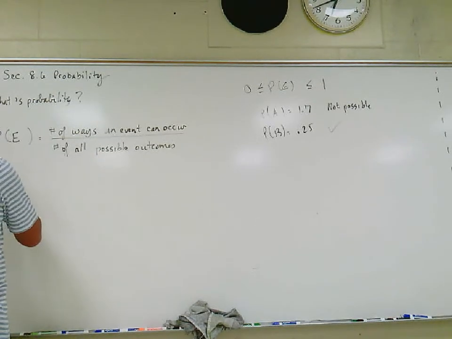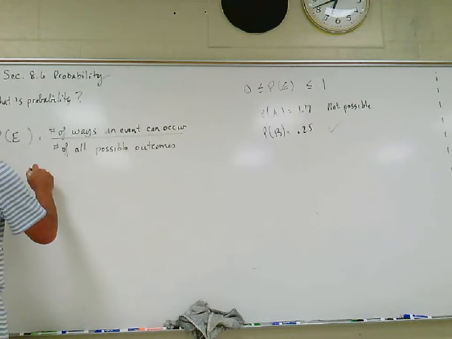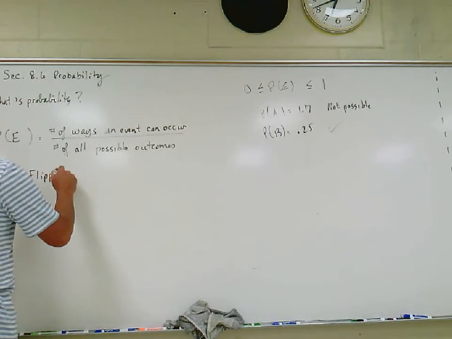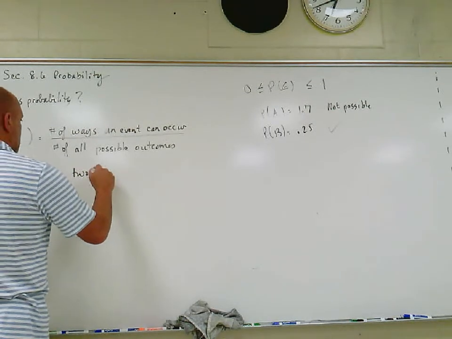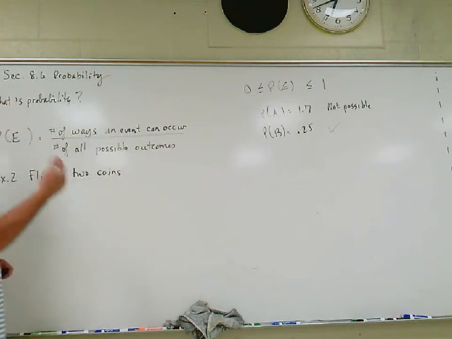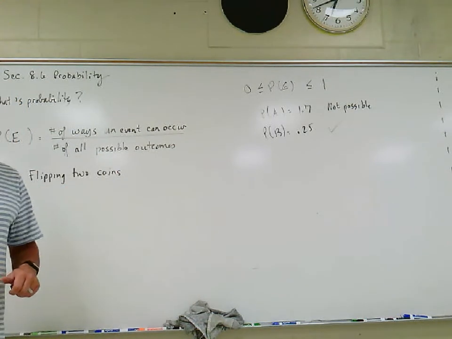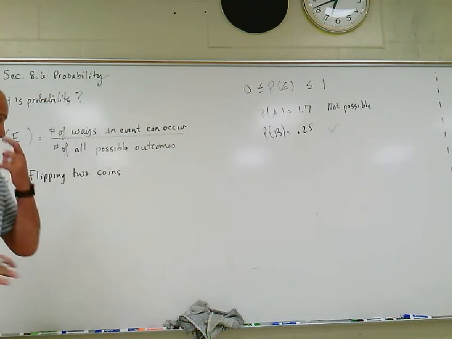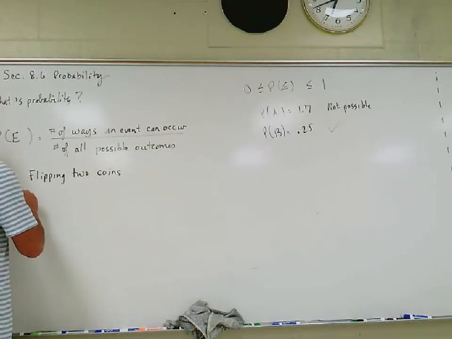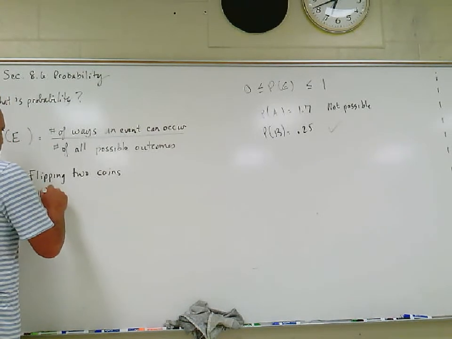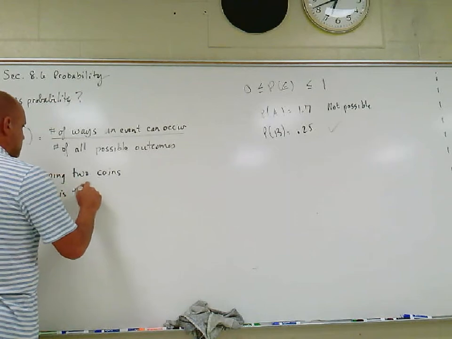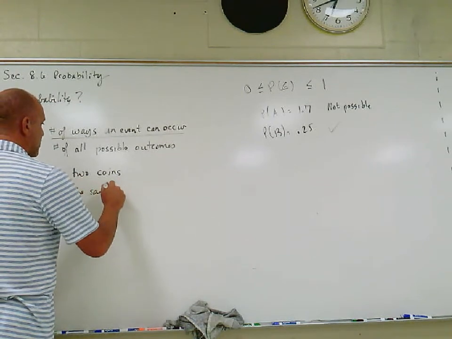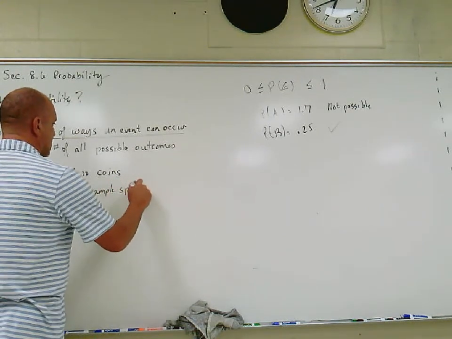Example 2, flipping 2 coins. You're gonna flip 2 coins or the same coin 2 times in a row, however you wanna look at it. First, I wanna know, what is the sample space? So what are all the scenarios that can happen?